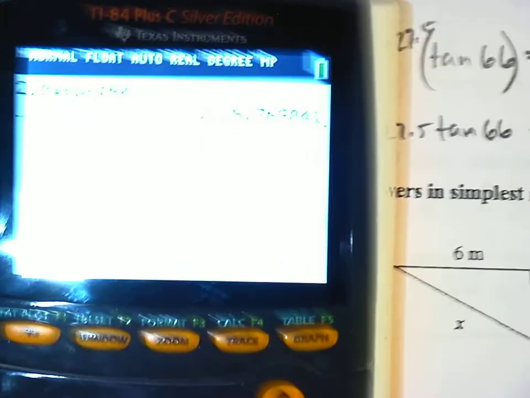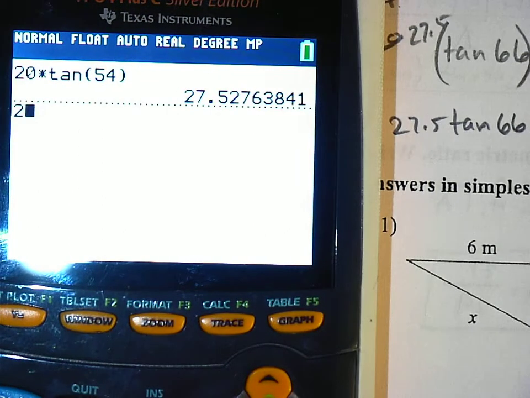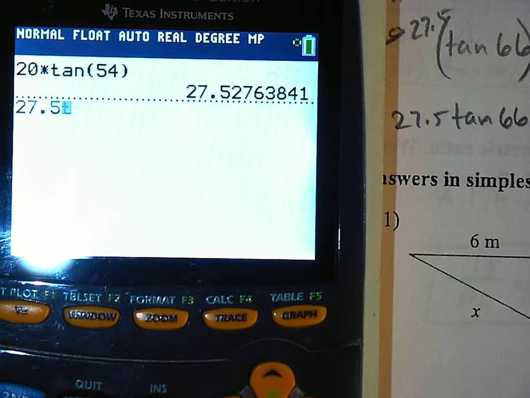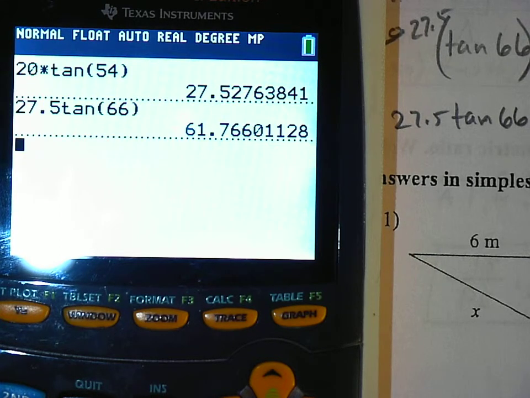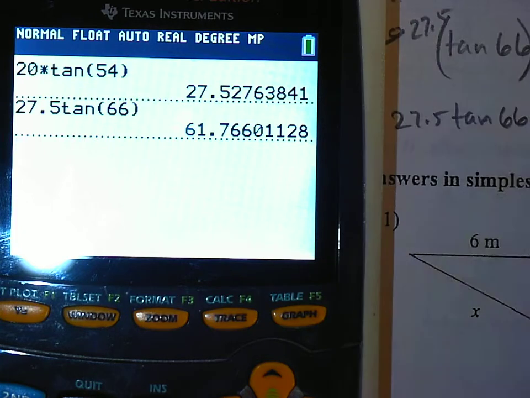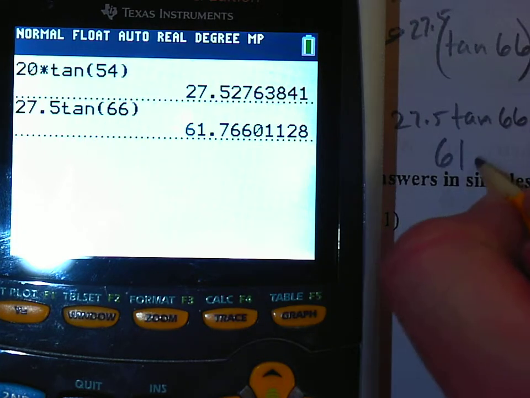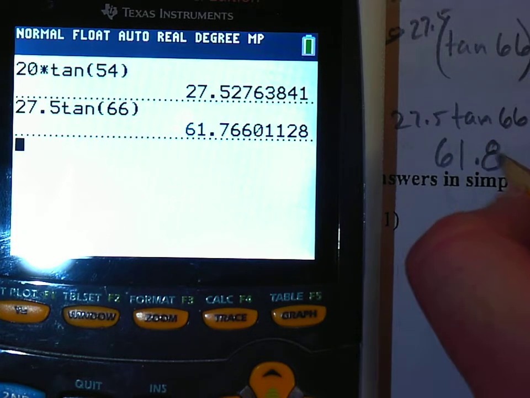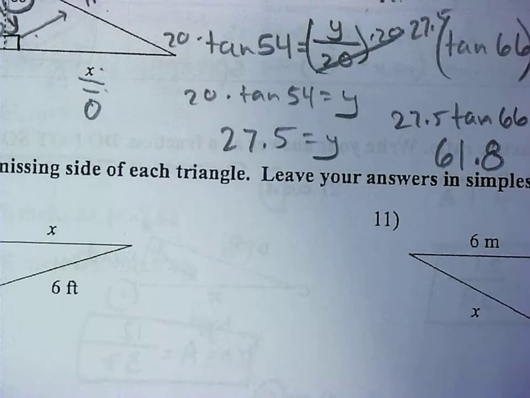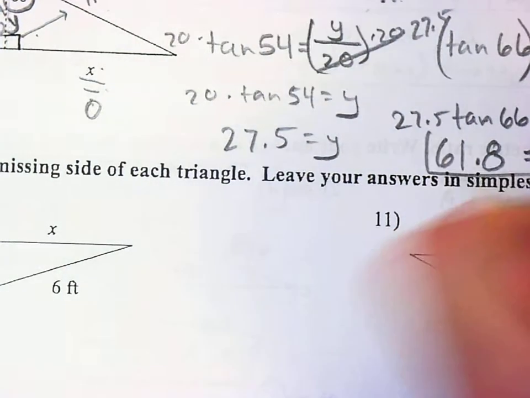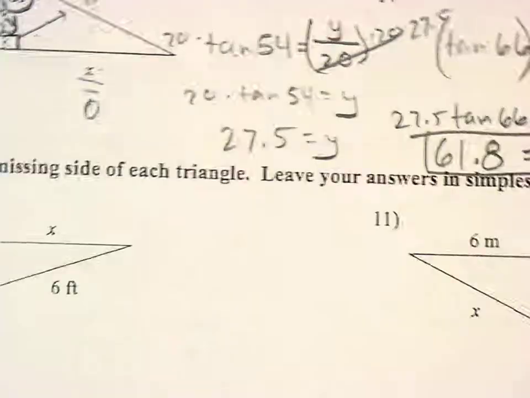X equals 27.5 tangent of 66. They wanted our final answer rounded to the tenth as well. So this is going to be 61.8. And our unit, we don't have units, so we don't have to put them on. 61.8.